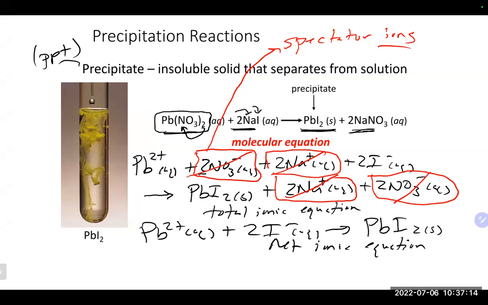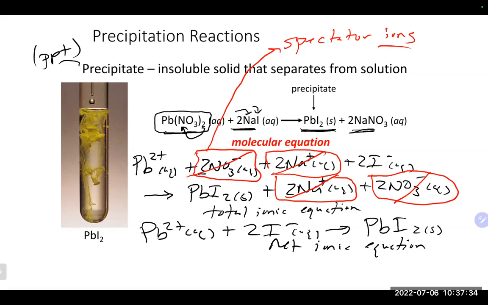Question on any of those things? So: molecular equation, total ionic equation, net ionic equation, and spectator ions. You always want to make sure all these are balanced so everything cancels out completely. And that starts with the first one there. You want to make sure that one is definitely balanced. Any questions on that?